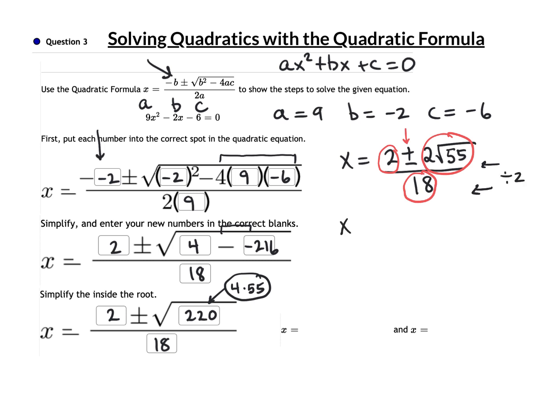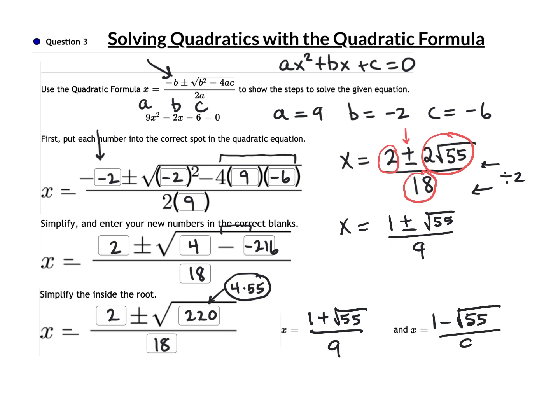And this will become 2 divided by 2 is 1, plus or minus 2 root 55 divided by 2. The 2's cancel because 2 divided by 2 is 1. 1 root 55 is root 55. 18 divided by 2 is 9. I have 2 solutions then. One is 1 plus the square root of 55 over 9. The other is 1 minus the square root of 55 all over 9.